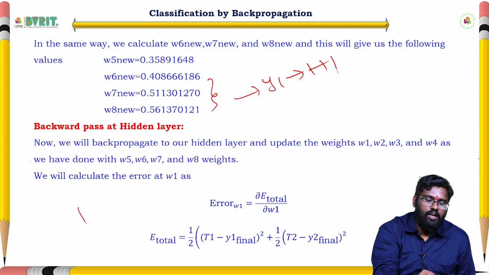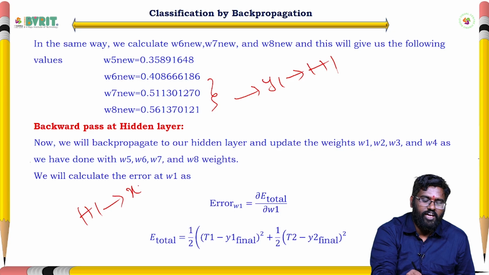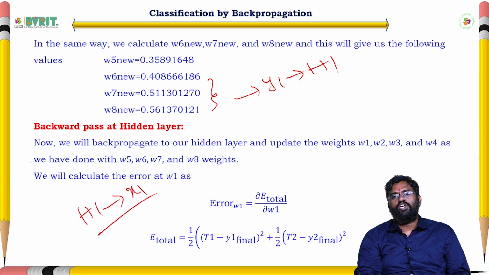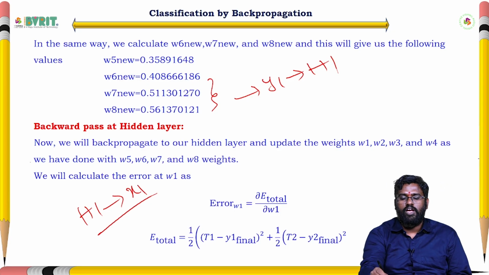Now, we need to calculate the error with respect to H1 to X1 here. This is the H1 to X1. So, H1 to X1, the weight connected is W1. So, that with error in total formula is this one.